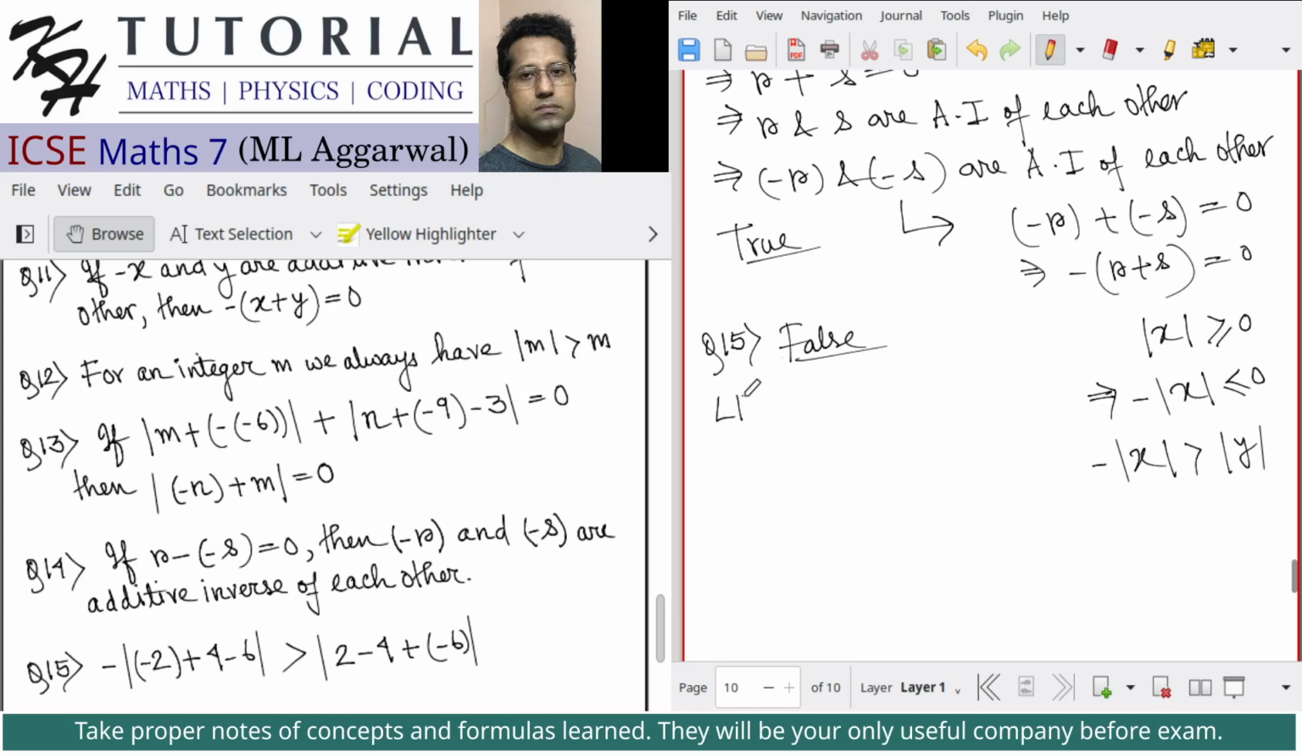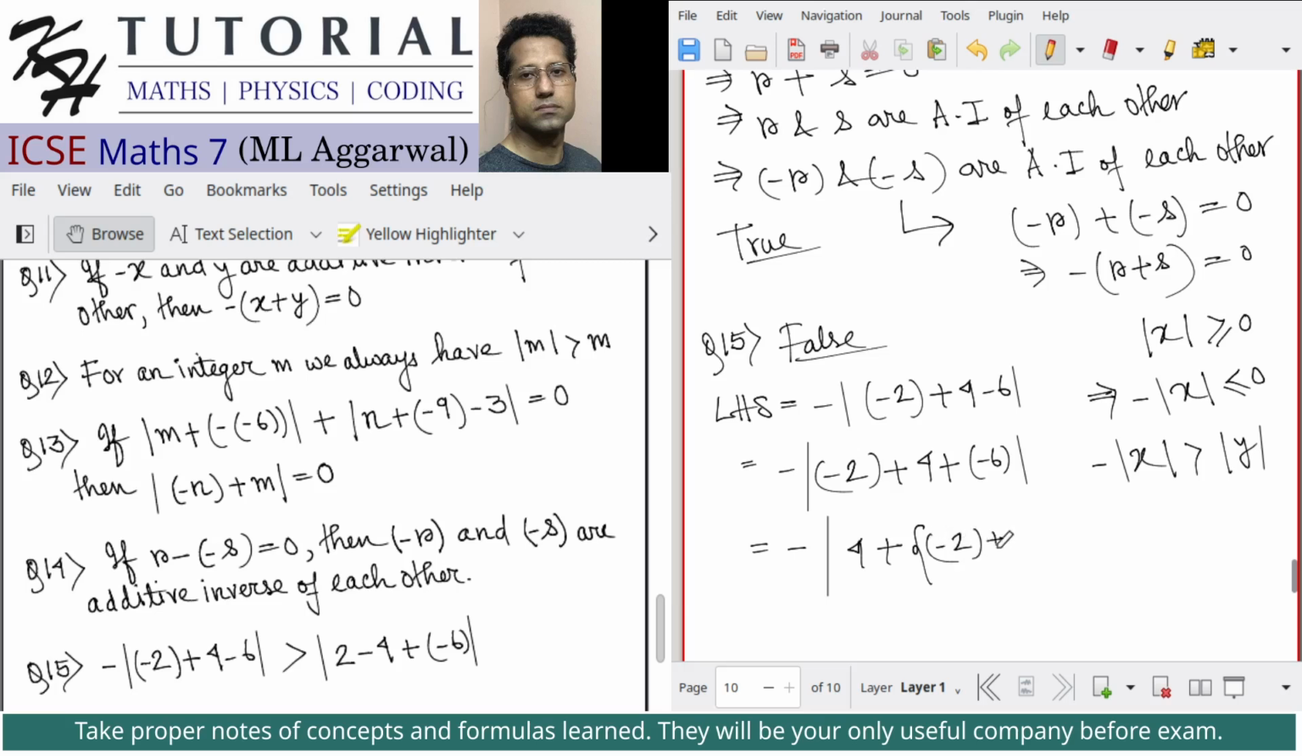So LHS is equal to negative of absolute value of minus 2 plus 4 minus 6. Let's convert minus 6 to addition operation. So this will be plus minus 6. We have this. So this is now negative of, inside the absolute operator we are having addition of 3 integers where 2 are negative. So we can say this is equal to 4 plus minus 2 plus minus 6.